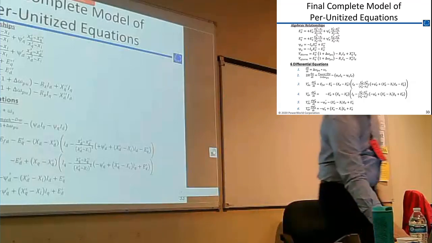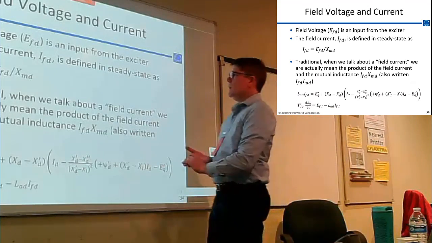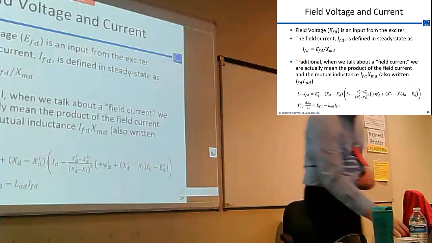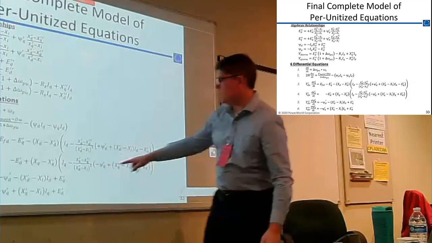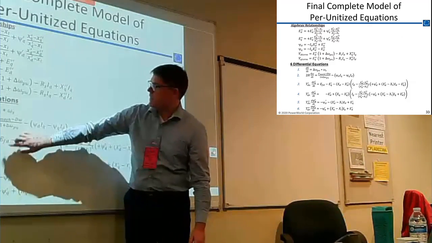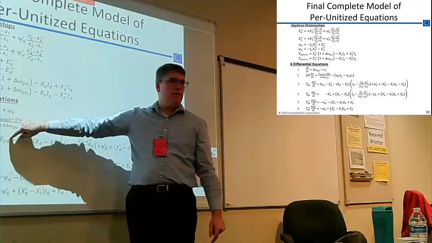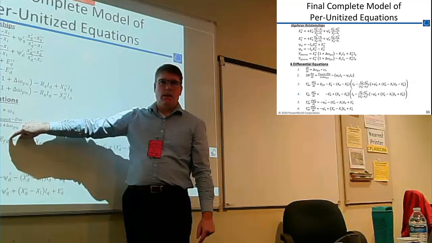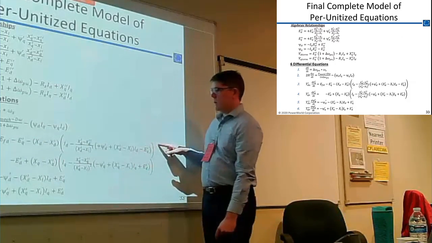All right, we then have to talk about the field voltage. The field voltage is down here. This is the field voltage actually coming from the exciter. Another term we need is something called the field current, and we're going to define that as this term right here. It's like everything else in here.